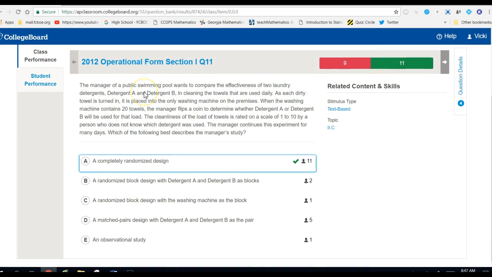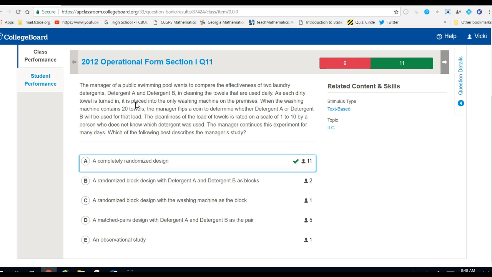This was a situation where you had to fully understand what is going on in this scenario. What are your experimental units? What are the treatments? How is a random assignment occurring? That kind of thing. As you read through, the easiest way to figure out what's going on is to think, where is a random assignment occurring? Well, it's occurring based on the washing machine.